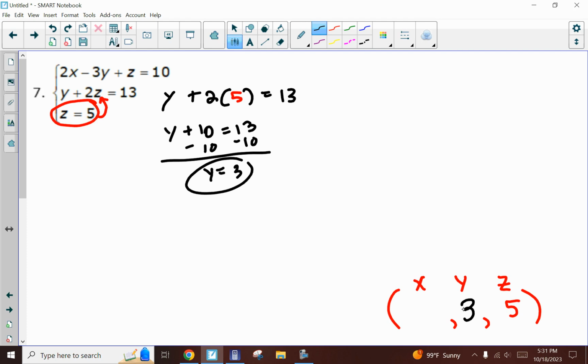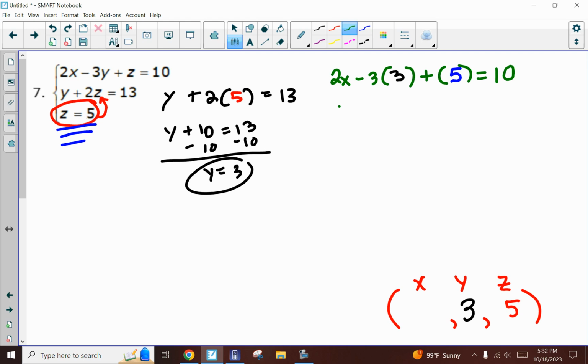And now I can substitute both of them back into the first equation. The first equation is 2x minus 3 times y, and then plus z. Notice I didn't write the y or the z because I know the answers to them. So I want to substitute those in. So I use parentheses and then that equals 10. Be very careful where you put your stuff, because this first one is z, but that doesn't mean that goes in the first parentheses. It goes into the z spot, which is the third spot. So I'm going to put in a 5 there. And then I'm going to stick in the 3 right here.